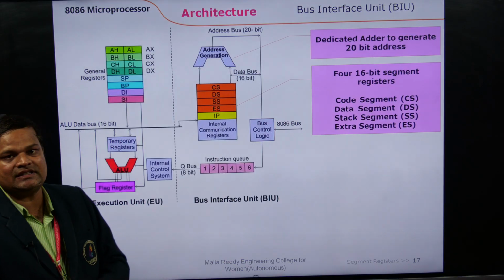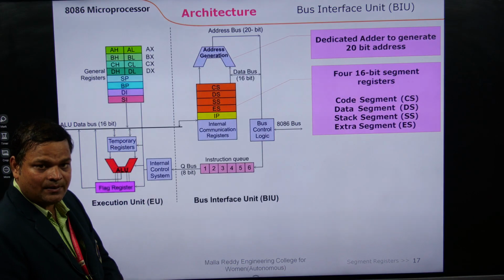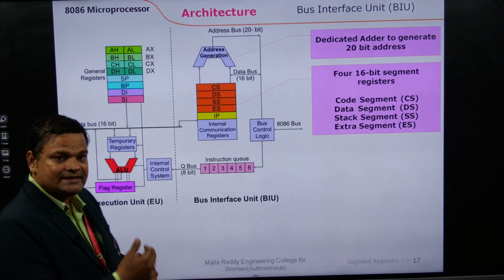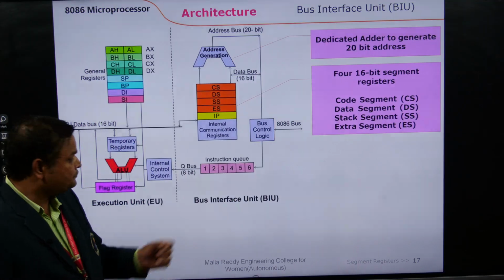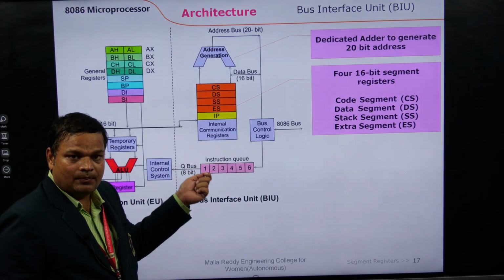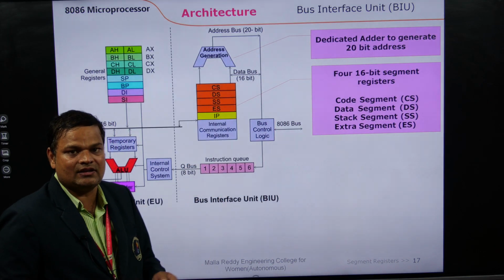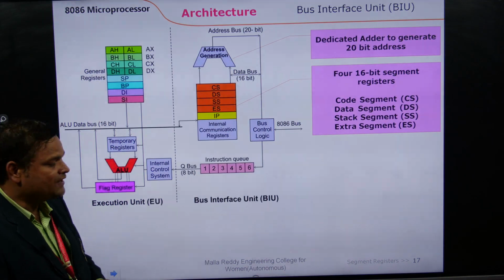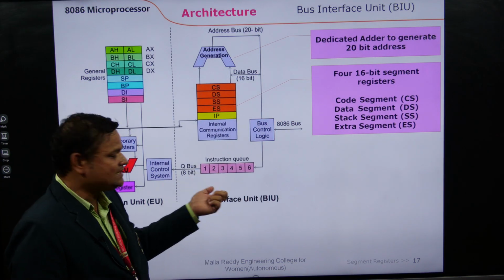The instruction queue is a 6-byte instruction queue. Its function is to fetch the instruction from the memory before execution of the current instruction. To increase the efficiency of the microprocessor, the processor fetches the instruction in advance, and we call this concept instruction pipelining. Because of this instruction pipelining, the efficiency is increased to 100%. The size of this instruction queue is 6 bytes.